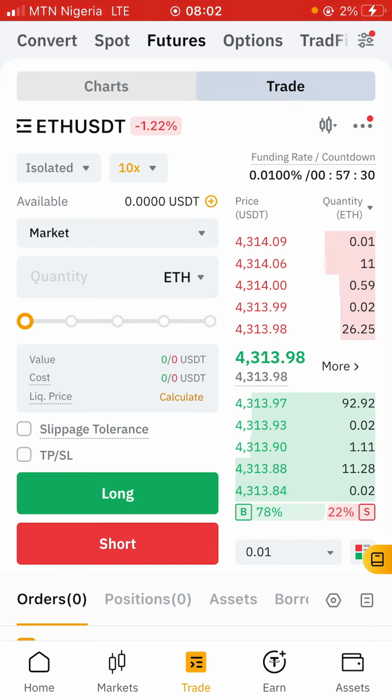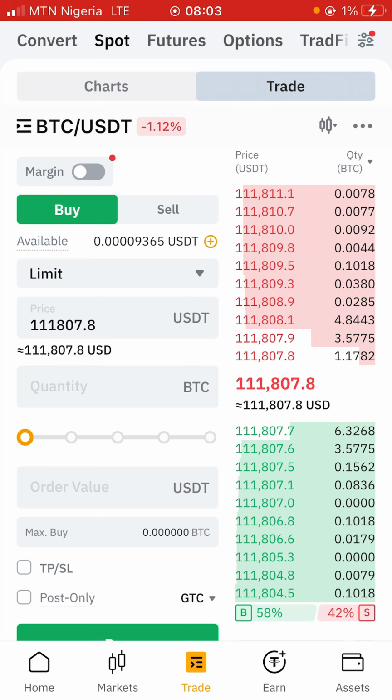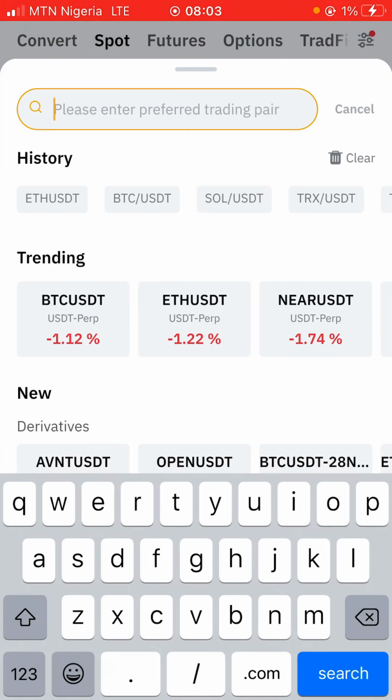Now if you are getting 1 ETH slash USDT, we need $4,313 to get 1 ETH. That is, you're going to be using this amount of USDT to get ETH, that is Ethereum. All right, now after getting it at this price, if you come here and put the quantity you want to get, let's come to that spot basically. So come right here now and let's search for the same ETH.